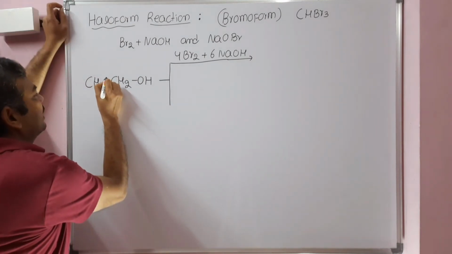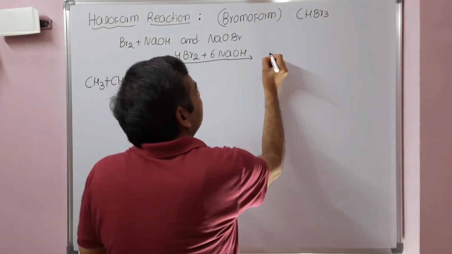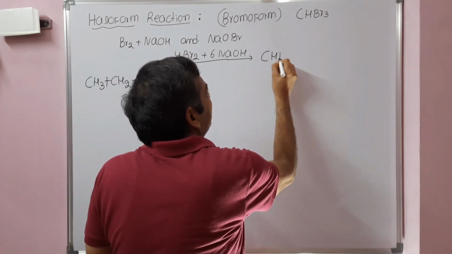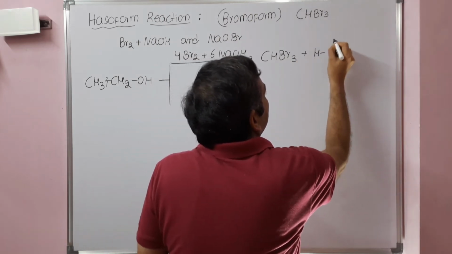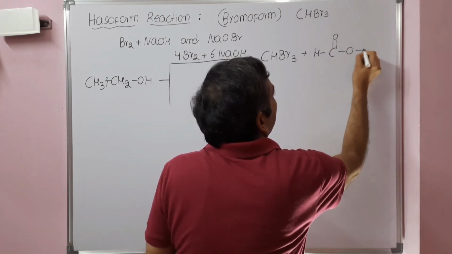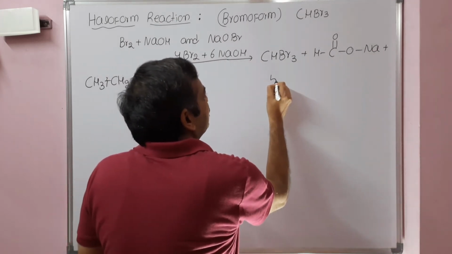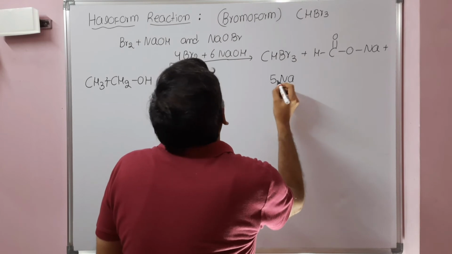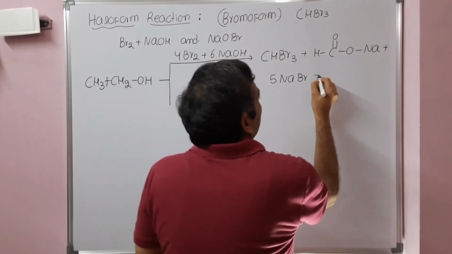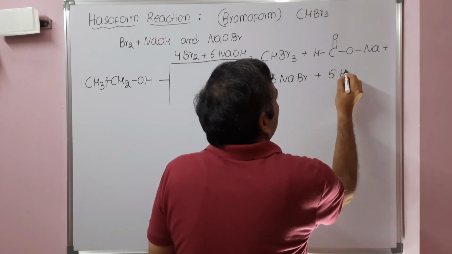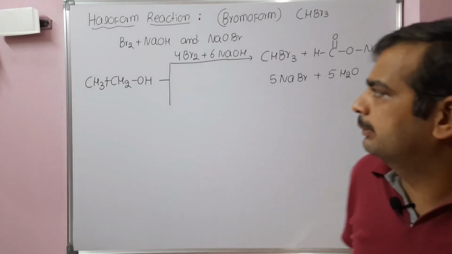So this part is bromoform and this part is sodium salt, CHBr3, then HCOONa, and then okay, so 5 moles of sodium bromide, not chloride. Why? Because we have used bromine. And then for 1 mole of salt, 1 mole of water will be obtained. Let's see the balancing.